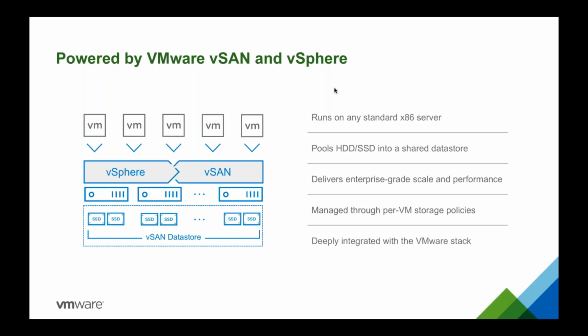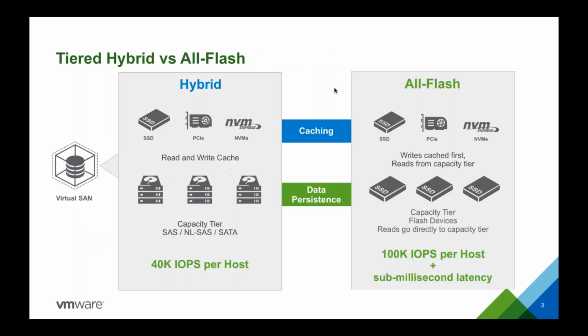Now, while you have a single datastore, individual virtual machines can be managed on a policy level. So different virtual machines can have completely different characteristics of performance, maybe things like setting IOP reservations, or also various cache management policies and things like that. But this is deeply integrated and managed through vSphere, through existing tools and VMware APIs that you know and love.